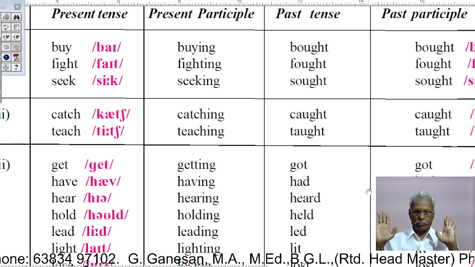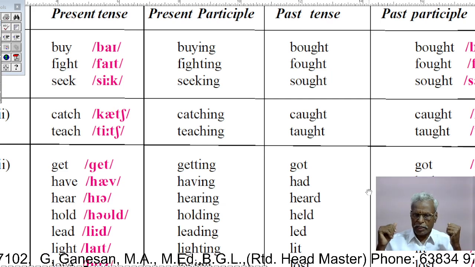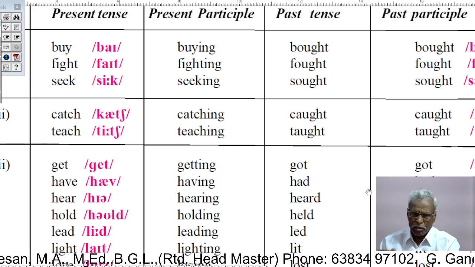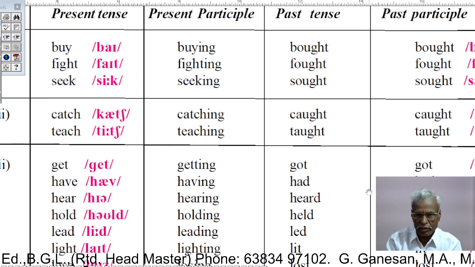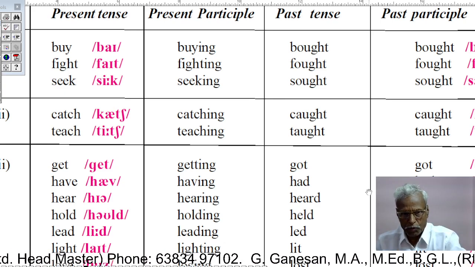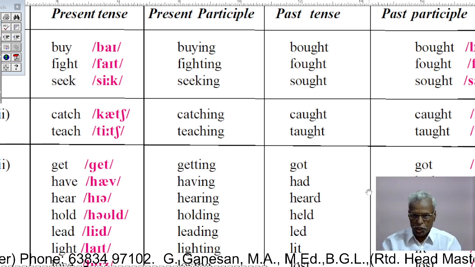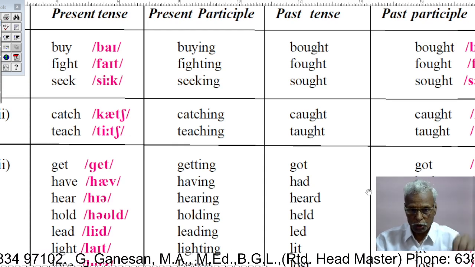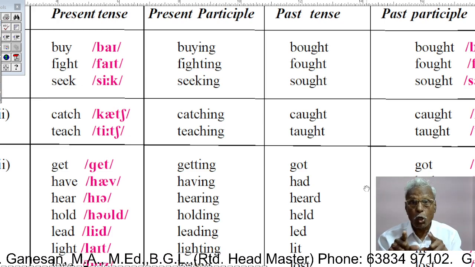The second one. A few verbs like catch and teach drop all their letters but the first one, and take AUGHT to form the past tense and past participle. Catch, caught. Teach, taught. AU should be pronounced as O.